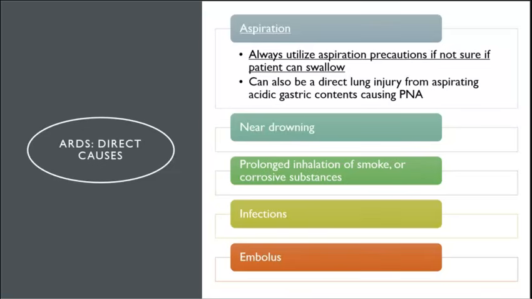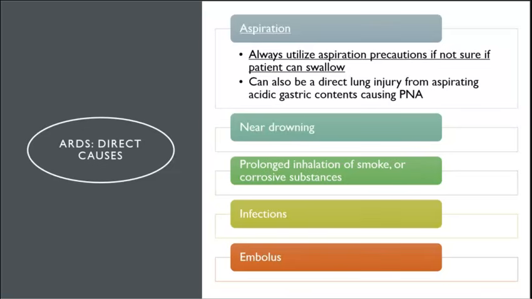So, direct causes of acute respiratory distress syndrome: aspiration. Always utilize your aspiration precautions even if you're not sure, because you'd rather be safe than sorry. Nothing is worse than trying to help your coworker out, not knowing their diet precautions, and going in, and they ask for water and you give them a thin liquid, and then they start to aspirate and choke on it. Well, what's going to happen, especially if it's food, is it's going to get trapped in the lung. Food is heavily ridden with bacteria and it's just going to keep building there, and now you have aspiration pneumonia on that patient.